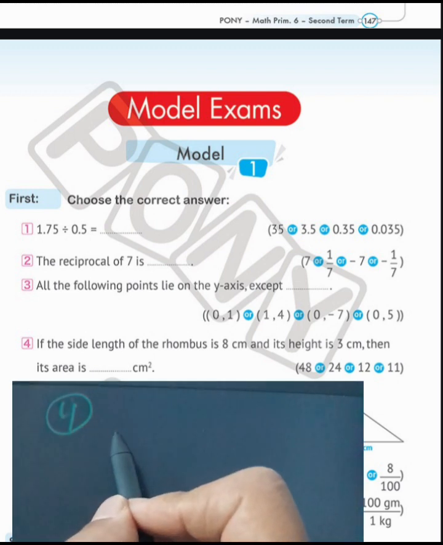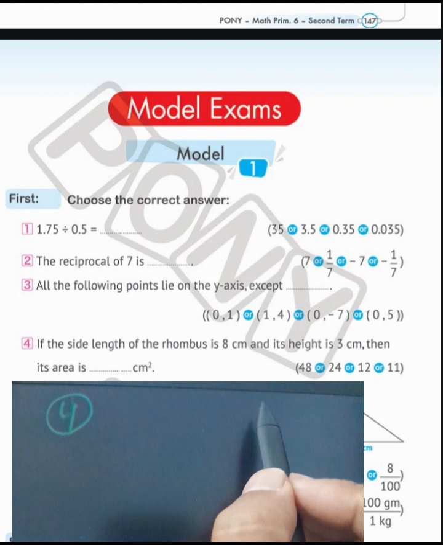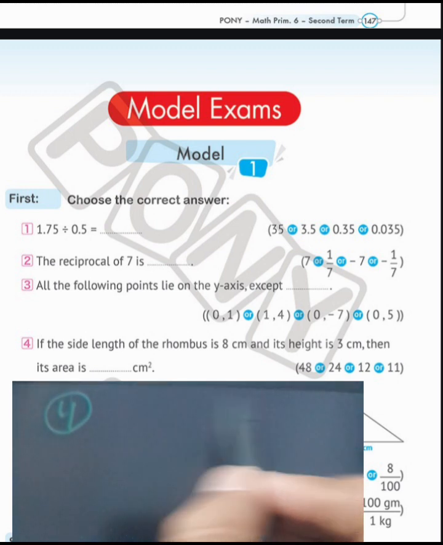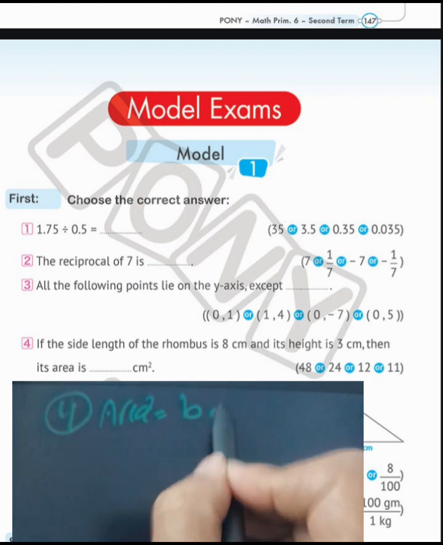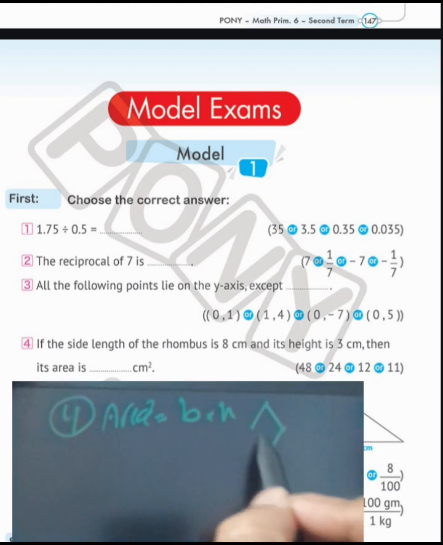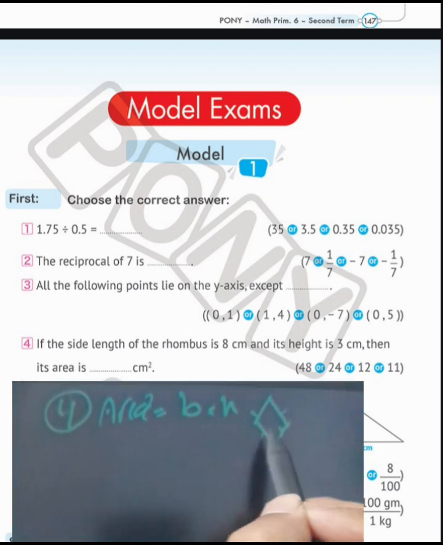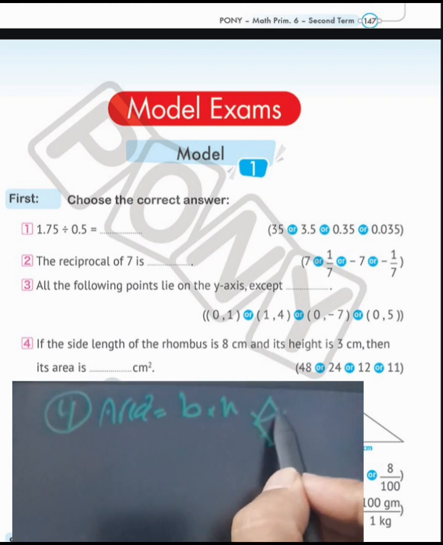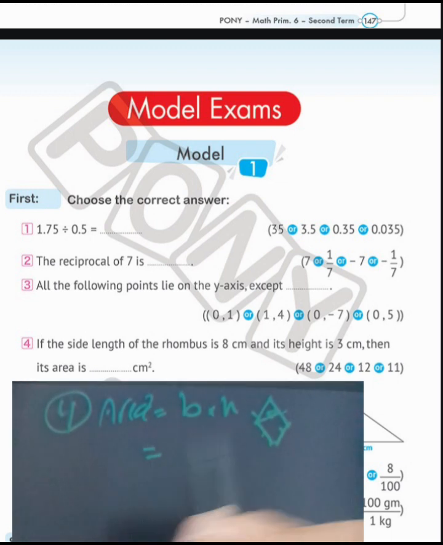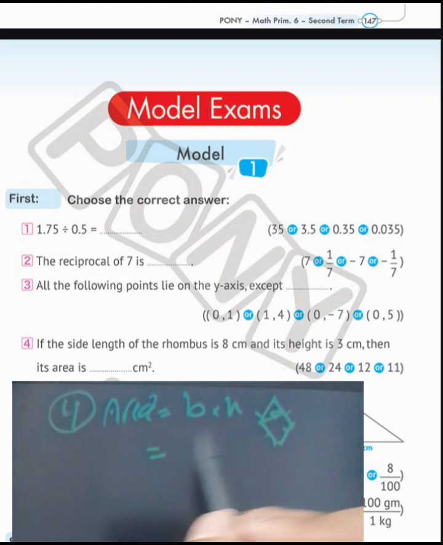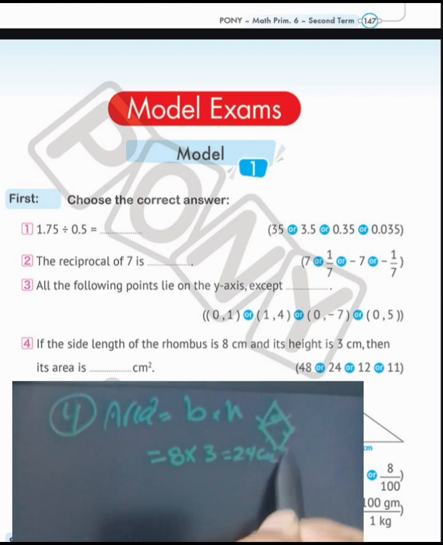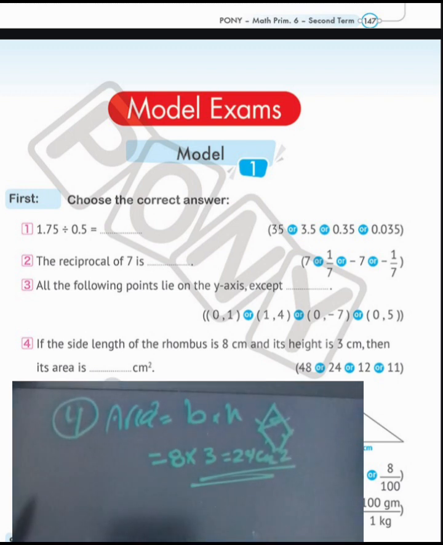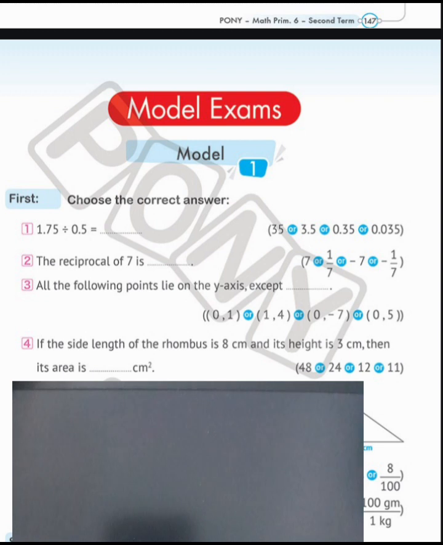The side length of the rhombus is 8 cm and its height is 3 cm, then the area will be what? Look here, the area equals the base times the corresponding height. All sides are equal in a rhombus, and the area of a rhombus equals base times corresponding height. The base here means the side. The side length is 8 cm and the corresponding height is 3 cm. 3 times 8 equals 24 square centimeters, the area of the rhombus. Next question.